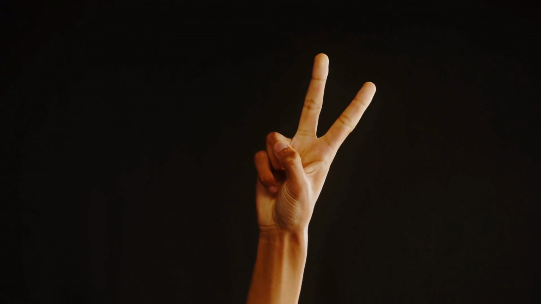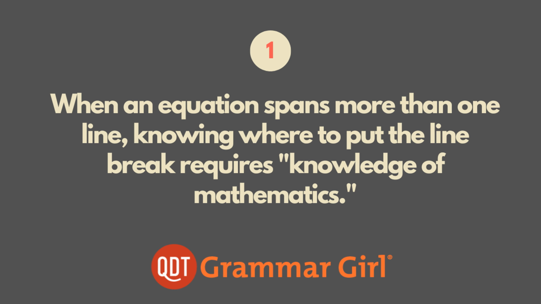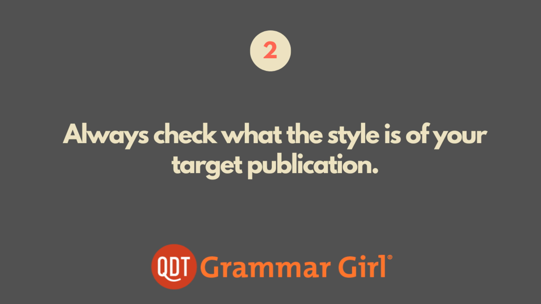Finally, I have two caveats. First, it says that when an equation spans more than one line, knowing where to put the line break requires, quote, knowledge of mathematics, unquote, which I interpret to mean if our rules don't make sense in your case, don't follow them. And second, I think it's important to point out that if you're trying to publish a research paper, you should always check what the style is of your target publication because lots of journals have their own rules, or at least they might say which style guide they want you to follow. So don't assume they'll all use the general style I just told you.